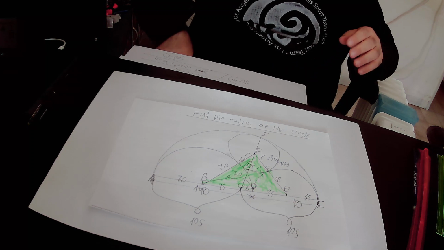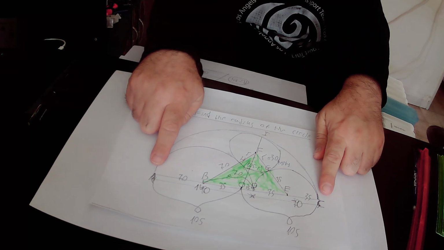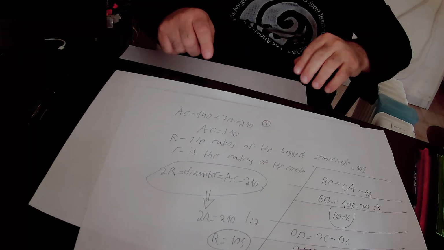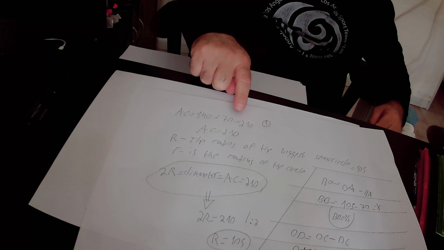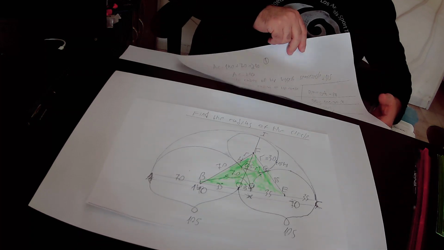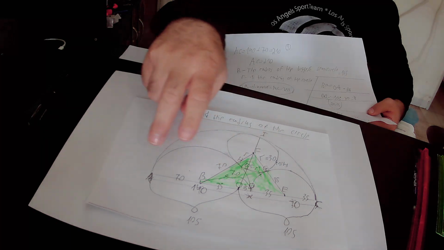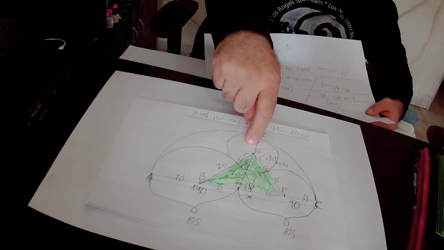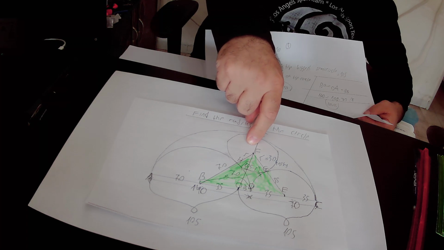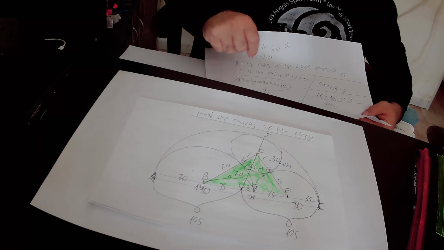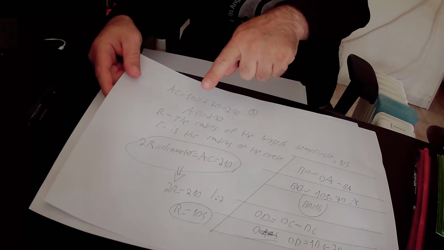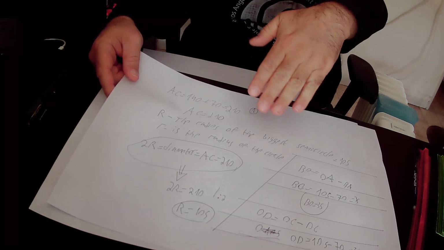Okay, so it is given in the question that line segment AC equals 140 plus 70 units. So AC equals 140 plus 70 units, that is 210 units. Then we define the radius of the biggest semicircle as capital R, and the radius of this circle as small r. Small r is the radius that we are looking for. Again, capital R is the radius of the biggest semicircle, small r is the radius of the circle.